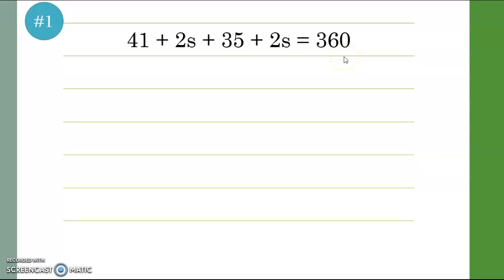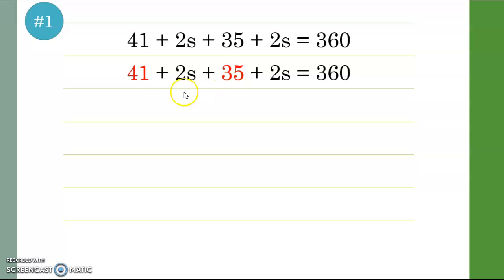On the right side of the equation, we just have this equals 360, but on the left, we've got four different terms here. We've got 41, 2s, 35, and another 2s. So what we want to do is highlight the two numbers that don't have a variable with them. So I've highlighted 41 and 35 in red.